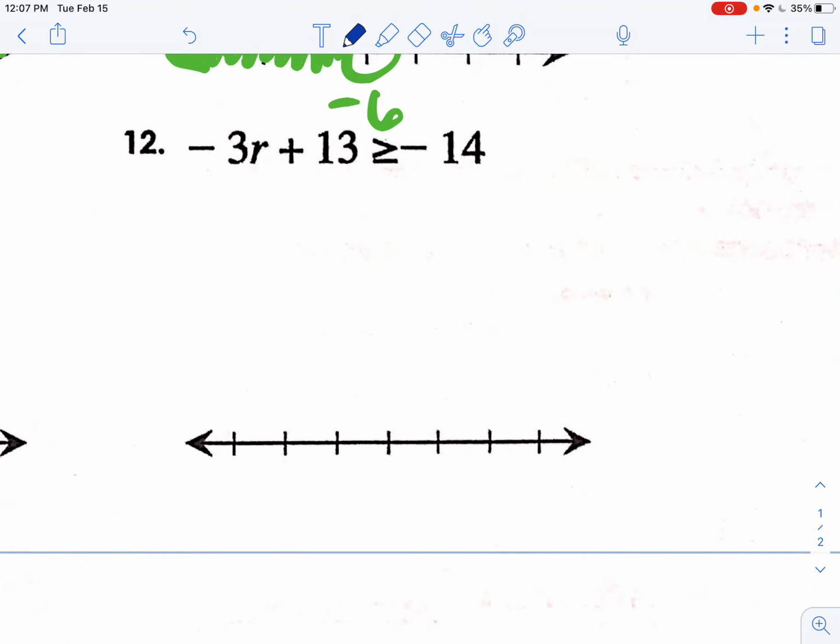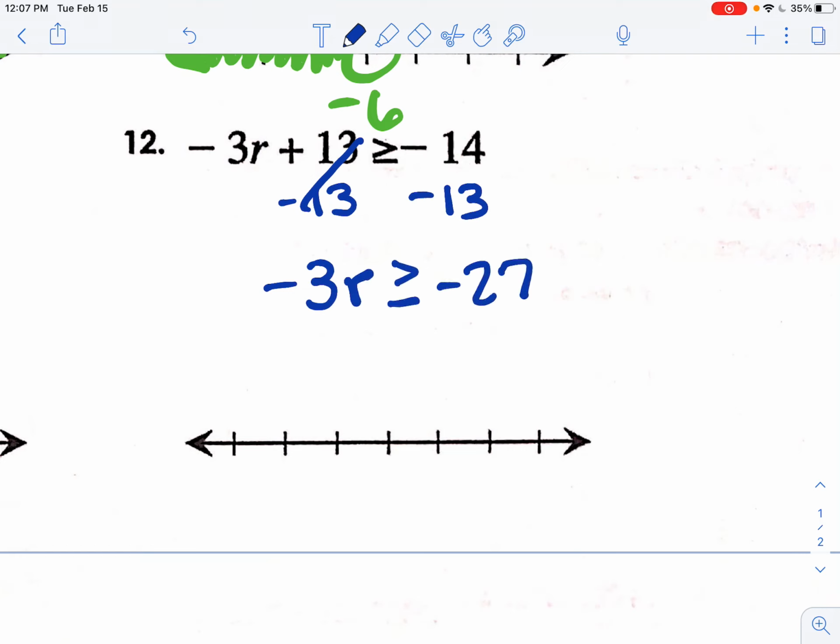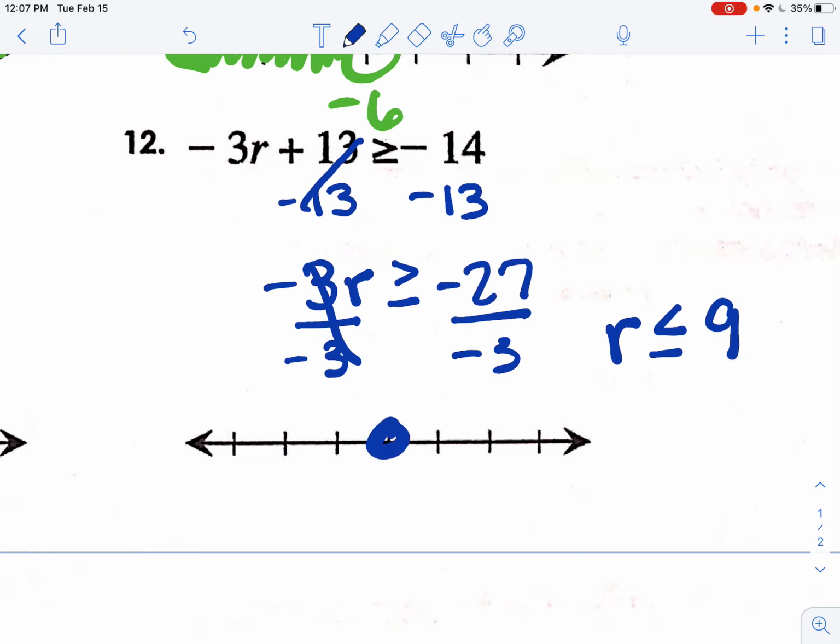Number 12 is also two steps, -13 for the first step. -3r is greater or equal to -27. Divide both sides by -3. That is a sign switch because we divided both sides by a negative, and r is less or equal to 9. Closed circle on 9, and r is less over to the left.